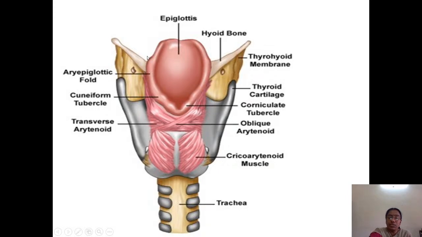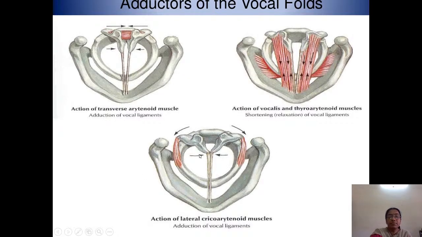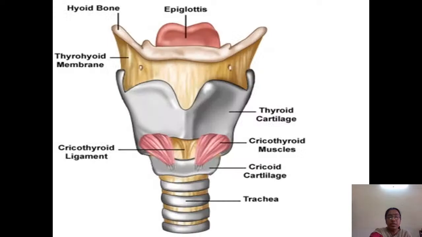As such, when you are seeing here, we said there are some extrinsic muscles and some intrinsic muscles. So the only extrinsic muscle that you can see here is the cricothyroid muscle. So this is the cricothyroid muscle, which is the extrinsic muscle of the larynx. Other than that, the rest are intrinsic muscles.